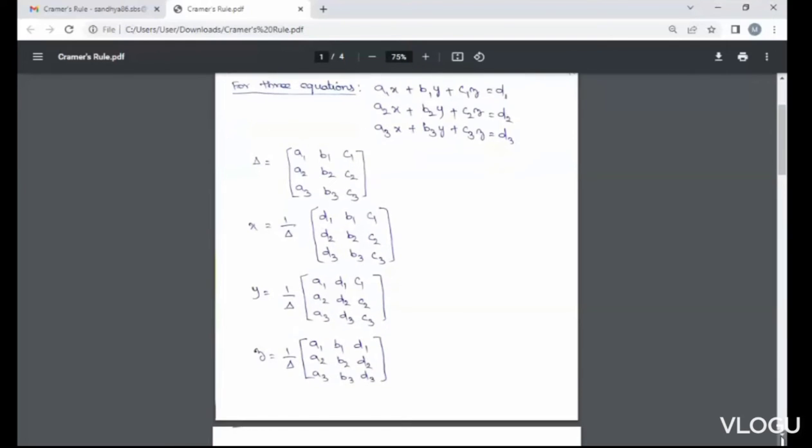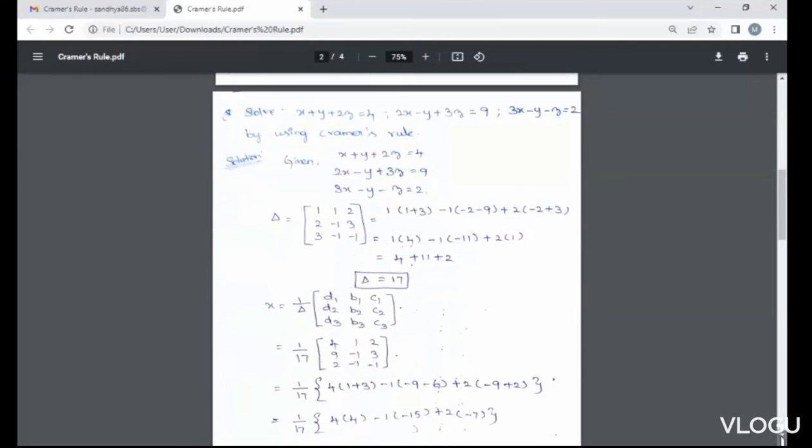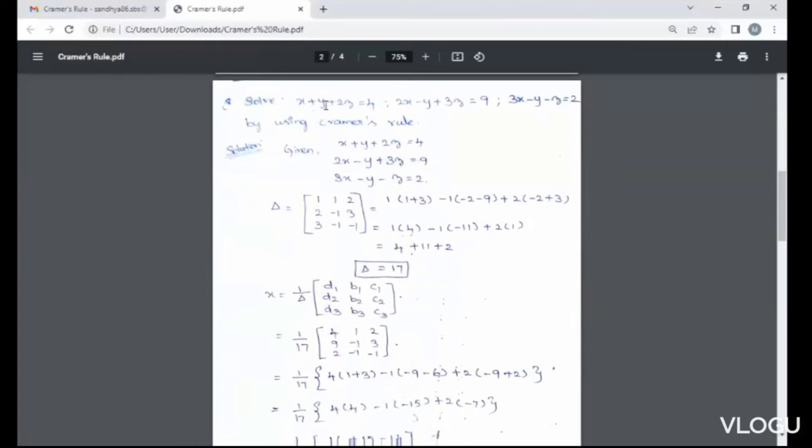Okay, so see the problem. First problem: solve x plus y plus 2z is equal to 4, 2x minus y plus 3z is equal to 9, 3x minus y minus z is equal to 2. They have given three equations. We have to solve these equations by using Cramer's rule to find the values of the variables x, y, z.